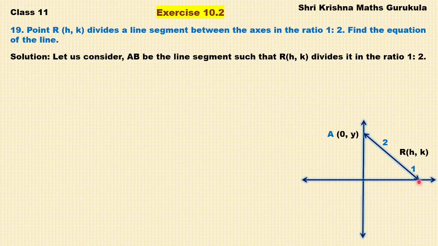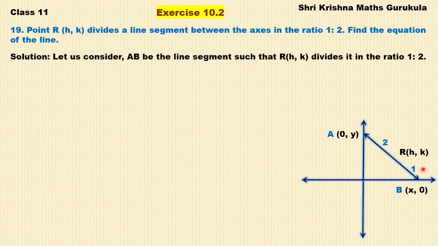Now, this point is on the x-axis, so the y coordinate will be 0. And what will the x coordinate be? It is this distance from the origin to this point, that is nothing but the x-intercept. I am calling the x-intercept x. Generally, the x-intercept is denoted as a, small a. Now, this line segment AB is divided in the ratio 1:2 by this point R of h comma k.